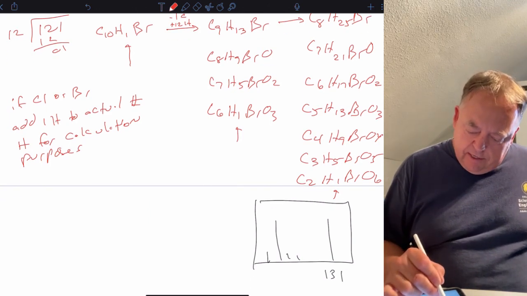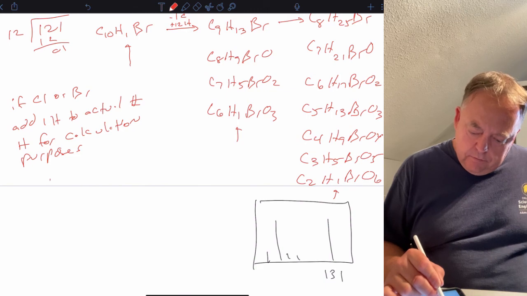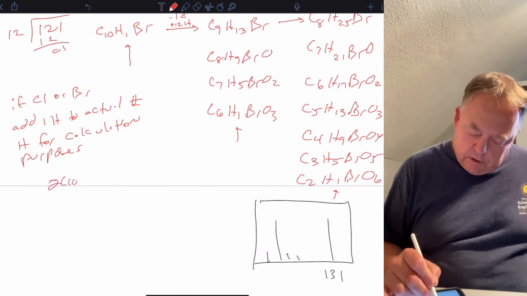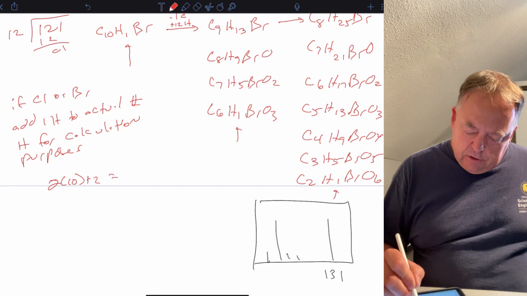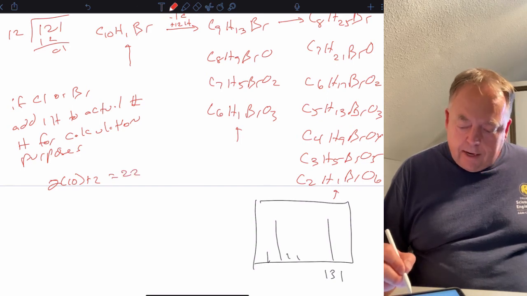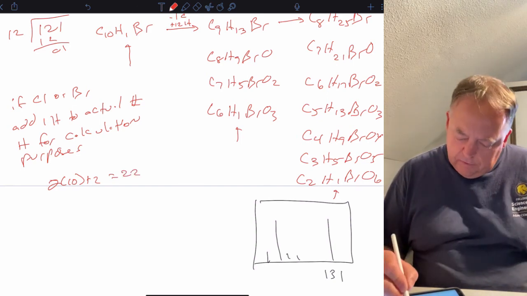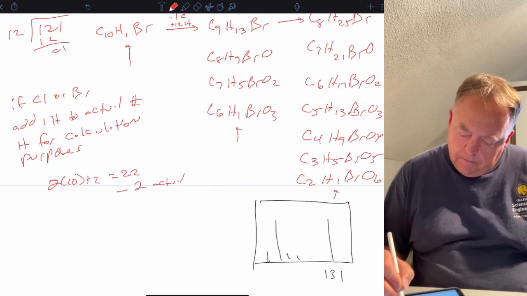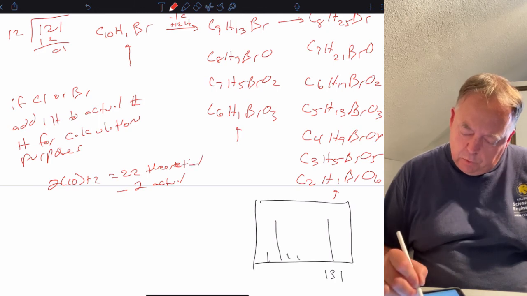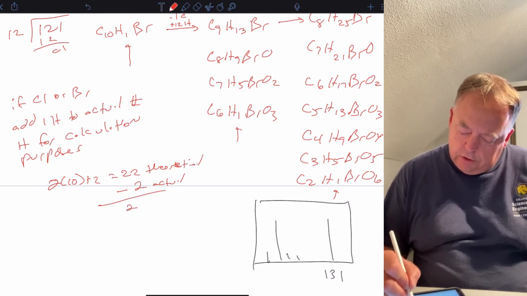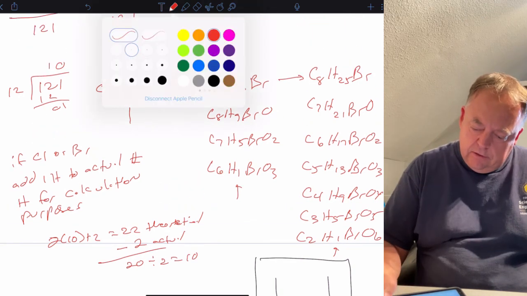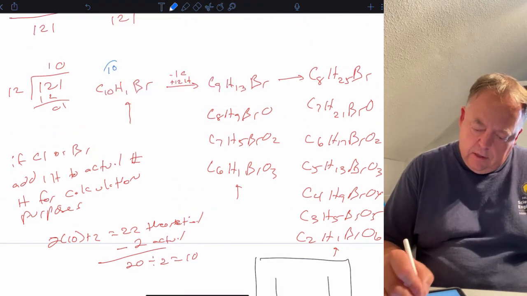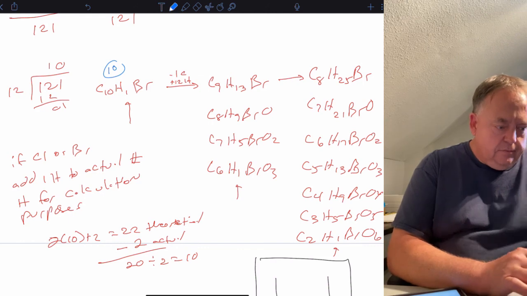Okay, so we have 10 carbons, so 2 times 10 plus 2. So you could have 22 hydrogens if you had 10 carbons. And then we're going to subtract off the actual number. So 22 minus 2 is 20, and then we're going to divide that by 2. So this first formula has 10 double bond equivalencies.